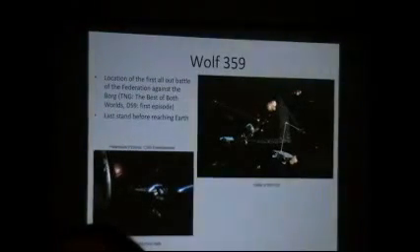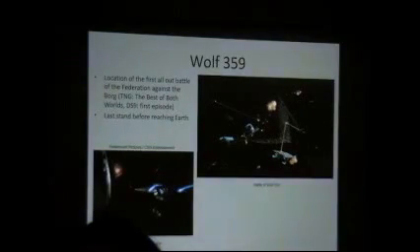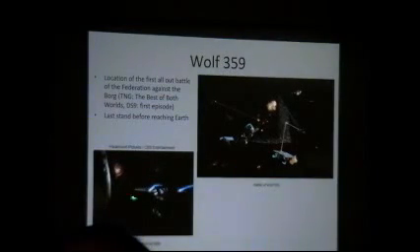Wolf 359. This famous star system was the site of a battle with the Borg, where Starfleet got decimated, and the Borg headed towards Earth. You have the Enterprise here that showed up too late because of engine problems.